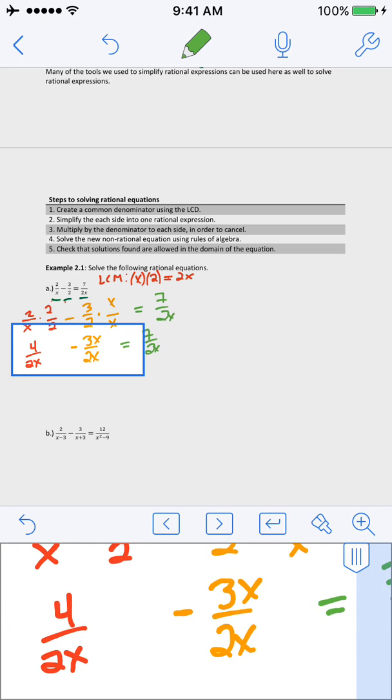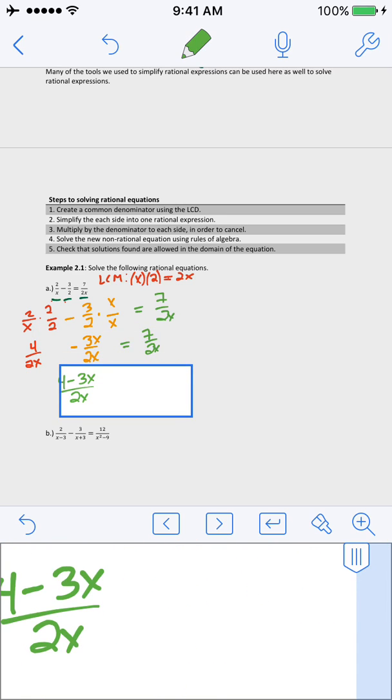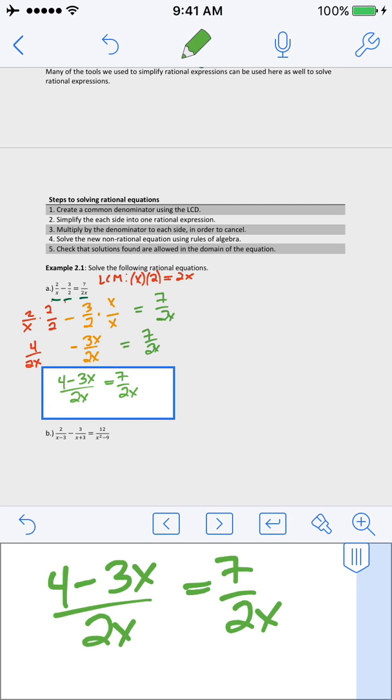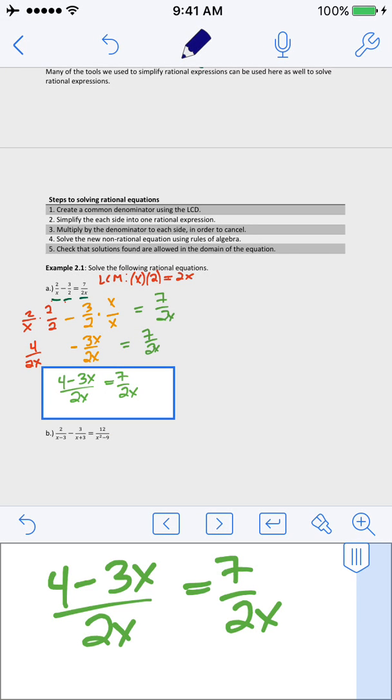Over here on the left-hand side, since I have 2 fractions of the same denominator, I can combine them to 4 minus 3x over just a 2x, right? Combine them. That still equals 7 over 2x. Okay, so now I've only got one thing on each side. That's cool, and they both have the same denominator. Here's the reason I wanted to do that.